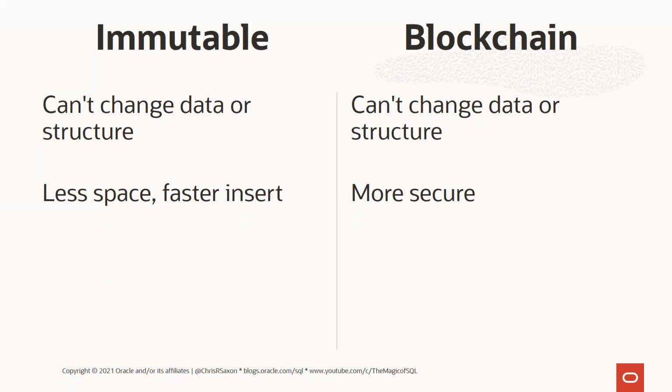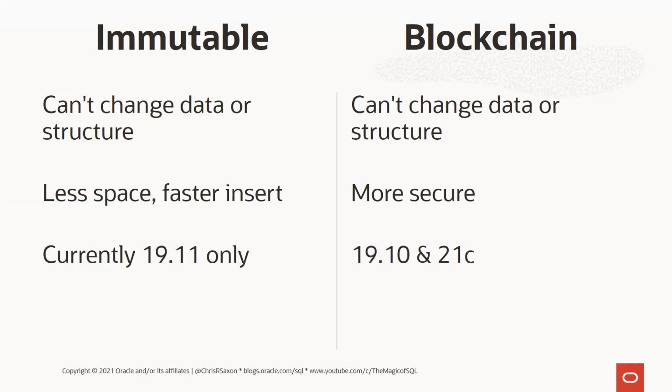Now, one final little thing to be aware of. Some of you may have noticed the version numbers down the bottom right. So these were, again, another feature that was slated for 21c, but has been backported. Blockchain has been backported to 19.10. Immutable tables actually are not yet available in 21c. Okay, they are currently only backported to 19.11. They will be in 21c soon. All right then, so that's those tables.